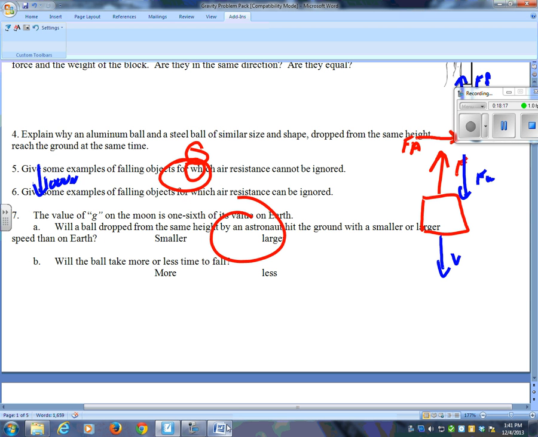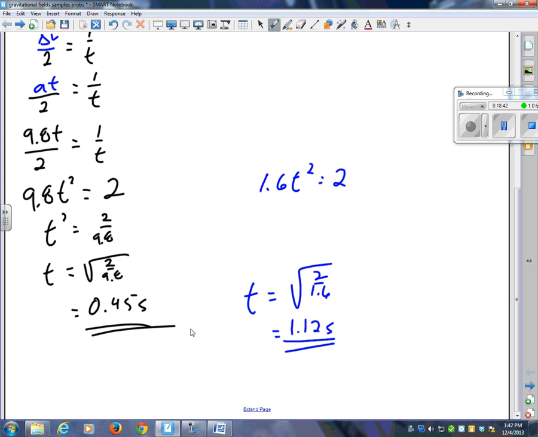The value of g on the moon is 1/6 of its value on Earth. Yeah. Will a ball dropped from the same height by an astronaut hit the ground with a smaller or larger speed than on Earth, and will the ball take more or less time to fall? We're talking about on the moon. So clearly it will take more time, but will it hit the ground with a smaller or larger speed? Well, the circle is large, so it must be large. How am I going to determine that?